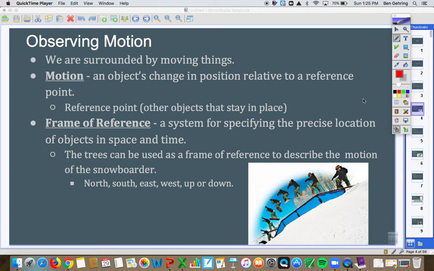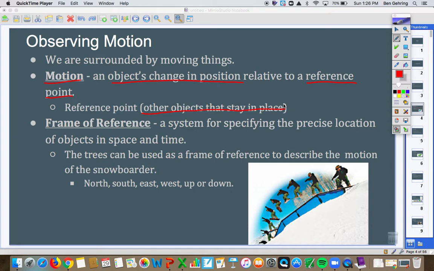So to start with, we are surrounded by moving things. Almost everything we see around us is moving in some way, shape, or form. And this is motion, which is an object's change in position relative to a reference point. And so to understand this, we have to know what a reference point is. So, some background knowledge we need. A reference point is any object that you are comparing your motion to, something that stays in place while the object you are observing is moving.